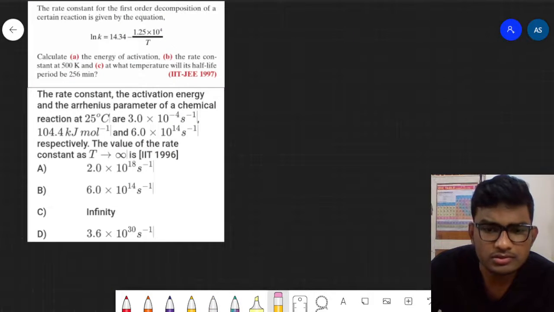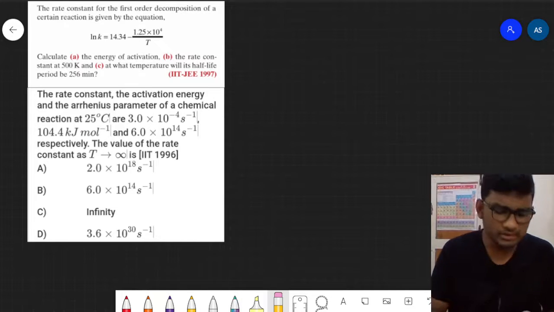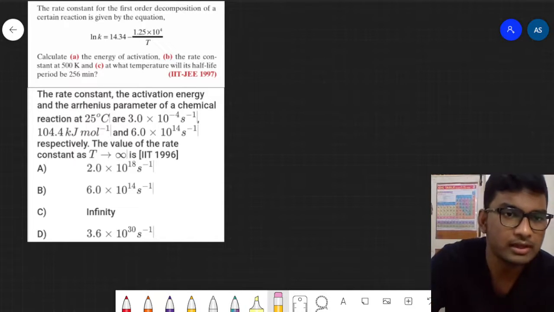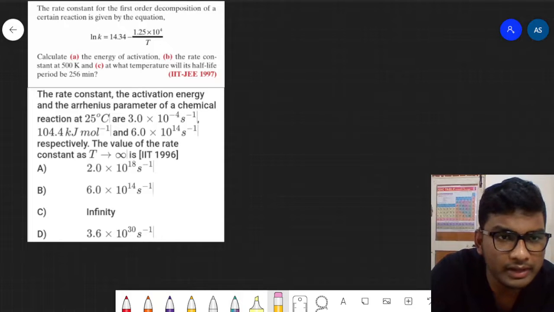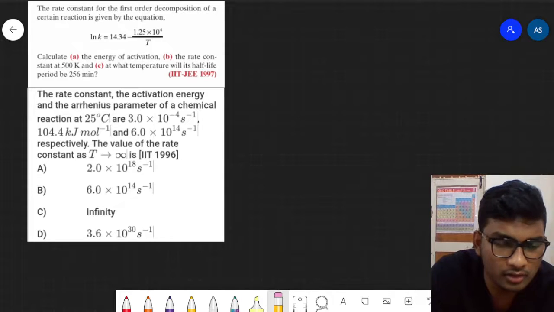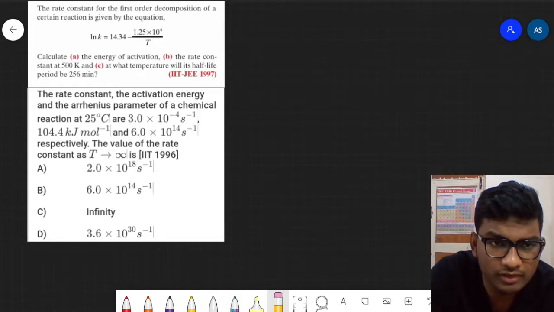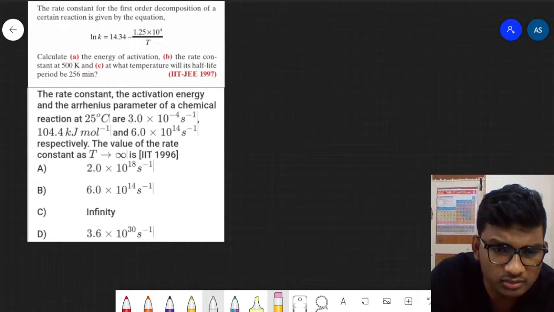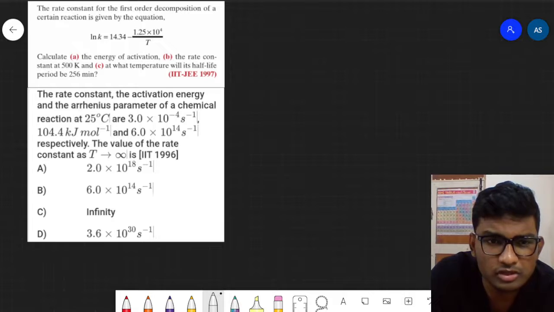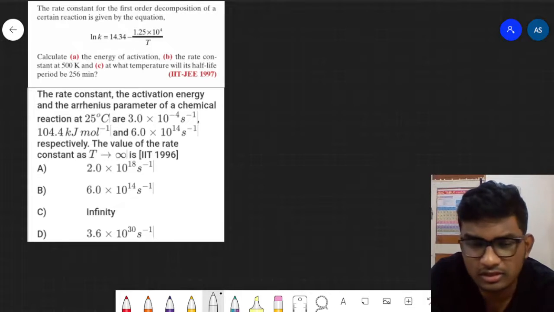So the last two questions, let's finish them off. The first question, the visibility is a little low, so let me read the question. It says that the rate constant for the first order decomposition of a certain reaction is given by this one. It asks you to calculate the energy of activation, the rate constant at 500 Kelvin, and also the temperature at which the half-life period will be 256 minutes. We are not concerned about half-life in this particular video.